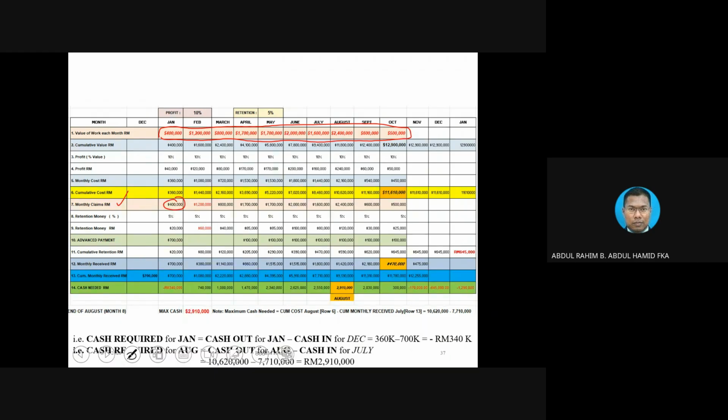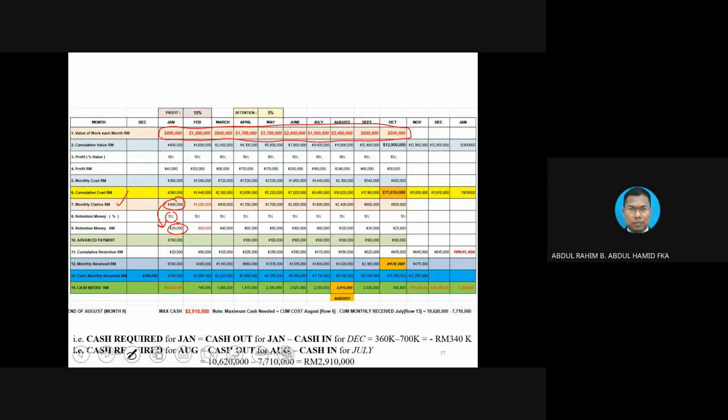Okay, number 8, retention. Since retention has been mentioned, 5%, we deduct the amount from the claim here. 5% out of 400,000 is 20,000. So we establish those things first for each month, okay?